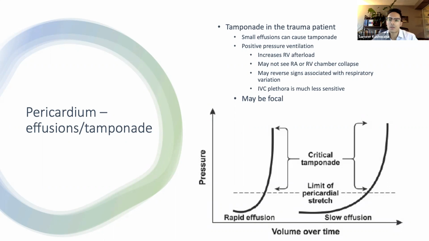Many trauma patients are also on positive pressure ventilation because they're intubated. And so this can increase pulmonary pressures and RV afterload. And we may not see some of the typical echocardiographic findings, such as right atrial or right ventricular chamber collapse. So they have a decreased sensitivity. We also see that some of the chamber size and inflow velocity variation patterns that are classic in tamponade may be reversed because when patients are inspiring, they're undergoing positive pressure ventilation and generating a positive intrathoracic pressure rather than a negative intrathoracic pressure when somebody is spontaneously breathing.